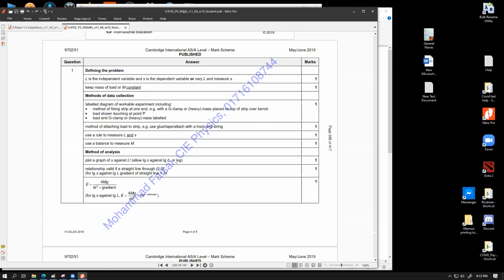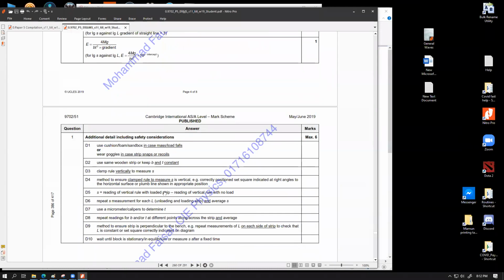I did not read this mark scheme, but that's the first thing that popped in my head. Happy for myself. Use a ruler to measure L and S. Use a balance to measure M. হ্যাঁ, এটা বলতে হবে। Additional লিটগুলো পড়ে দেখো, if any of the part that doesn't make sense or if you feel that needs some additional discussion, we'll go for that.